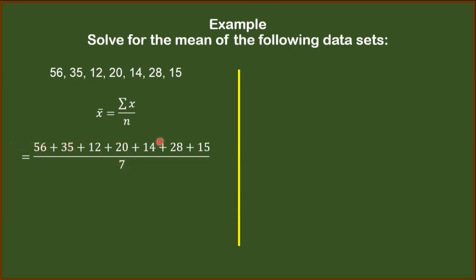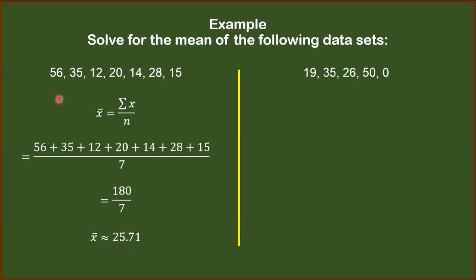Adding all the data, we will arrive with the sum of 180, and dividing 180 by 7, we will have 25.71. So we will round off the answer to the nearest hundredths. And as you may notice, 25.71 is not present in the data itself. It's alright because we are locating the middle data or the mean for this data set. And based on our computation, the mean for this data set is 25.71.